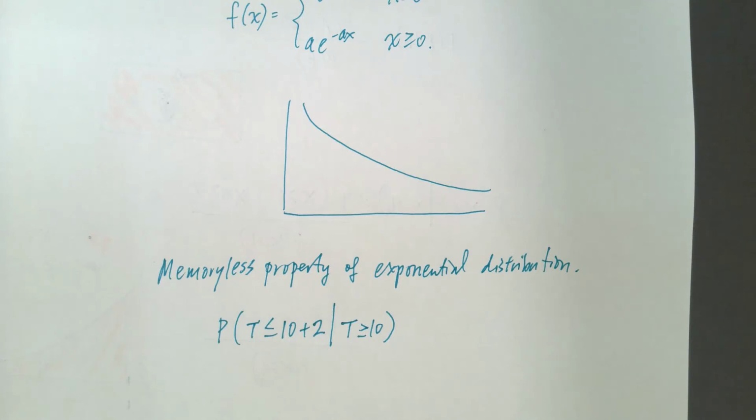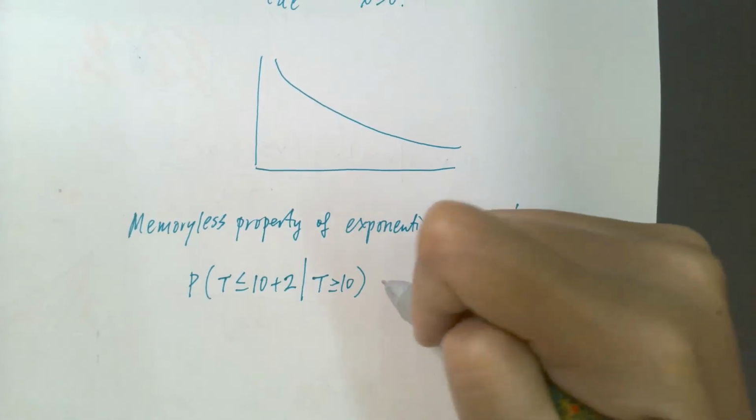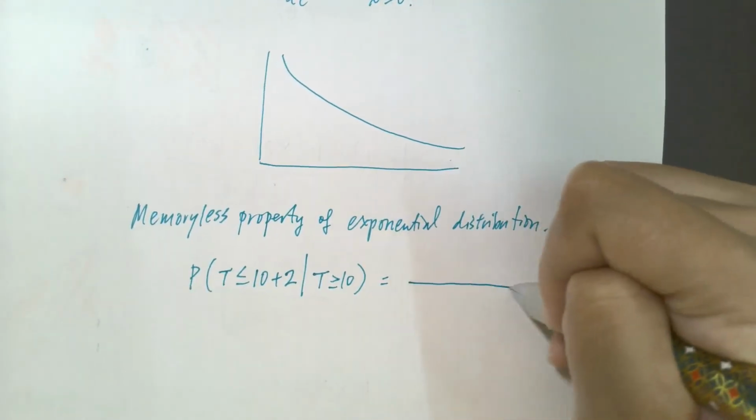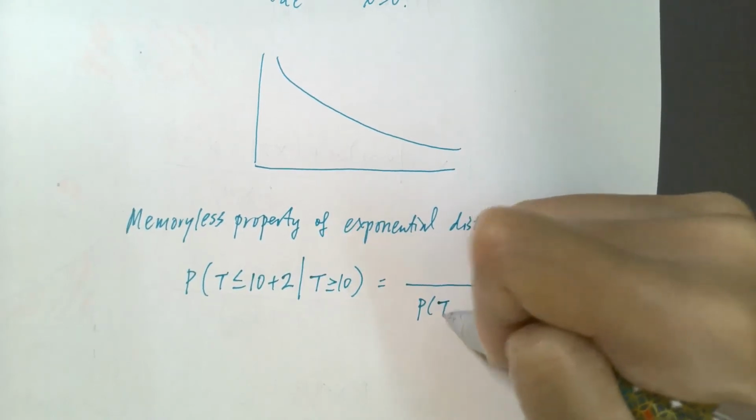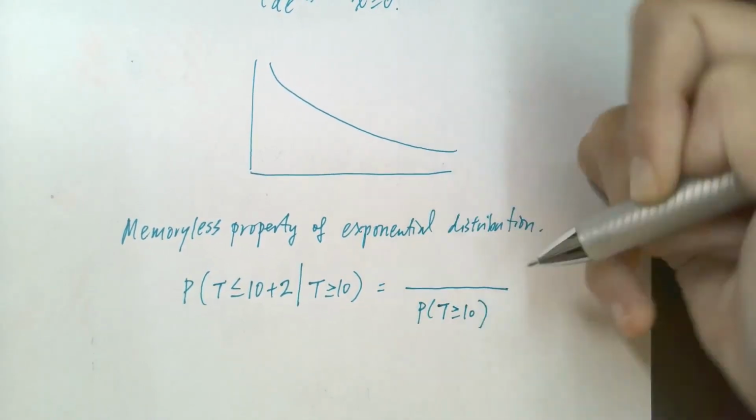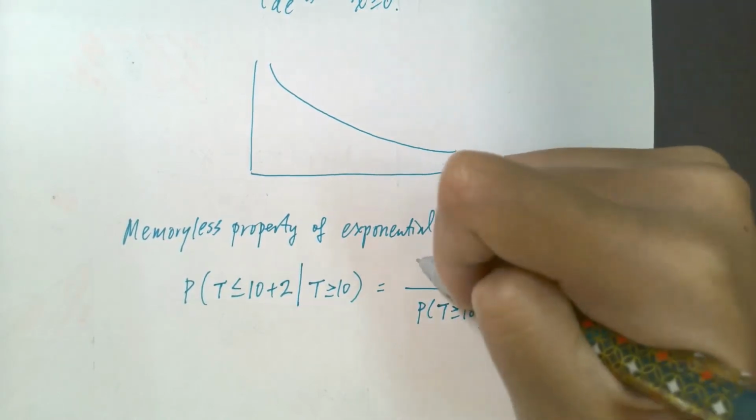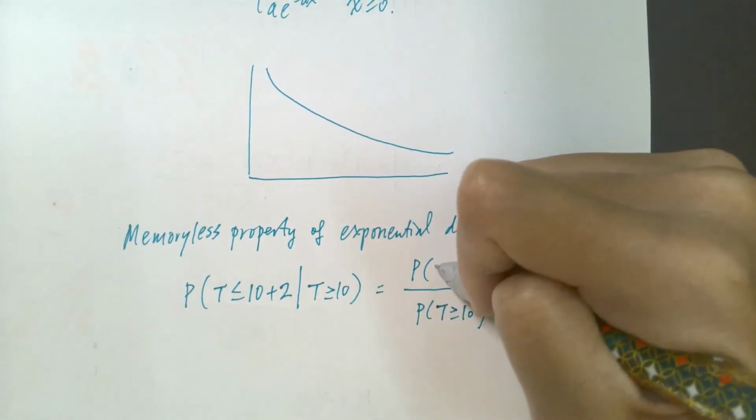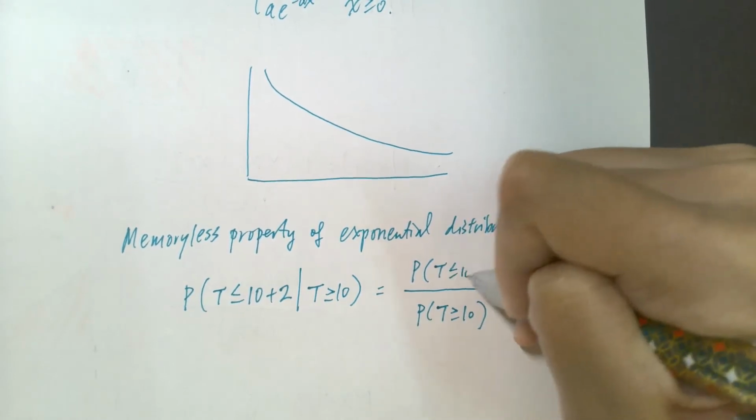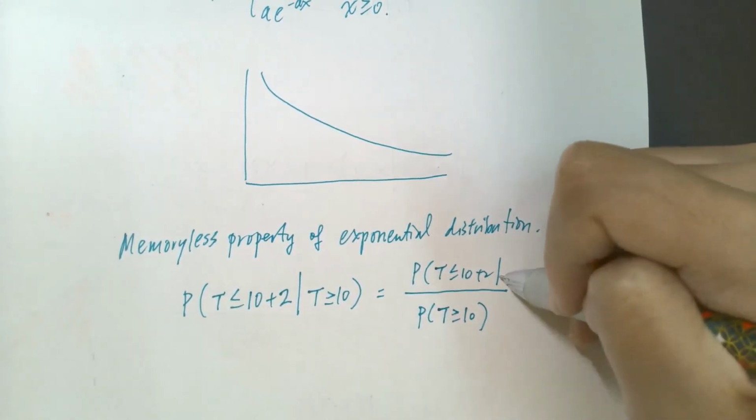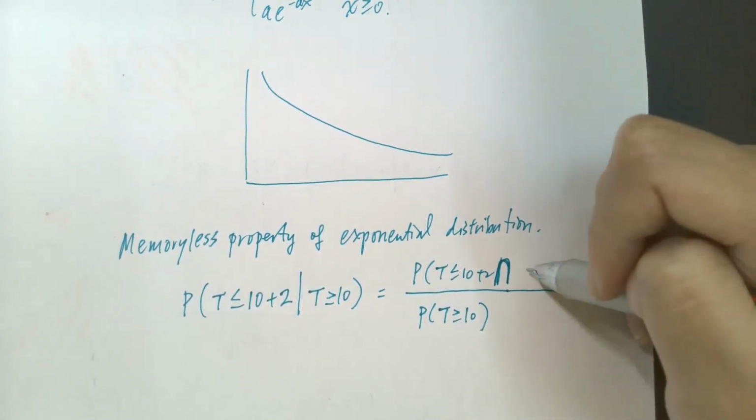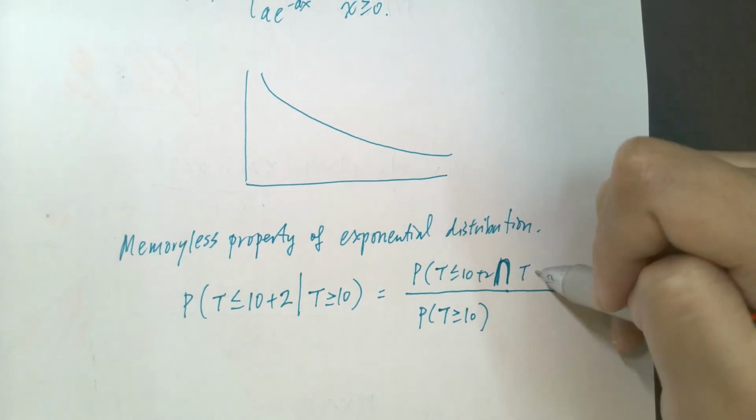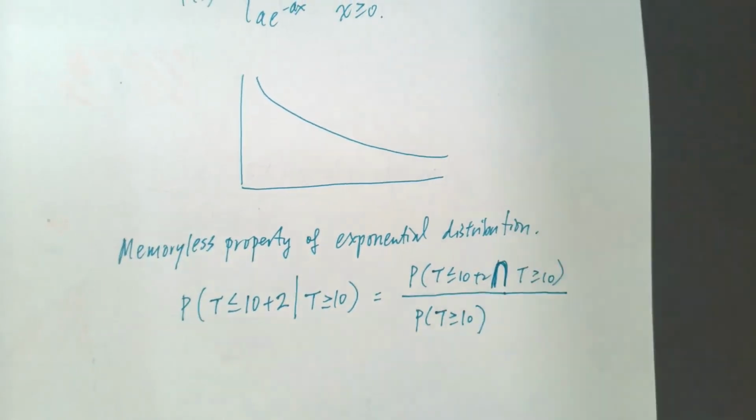And if we're going to do our typical conditional probability, you're going to follow it as usual, right? It's going to be given that the probability, this is t greater than 10, and this is the probability that t is less than or equal to 10 plus 2, and okay, let's do a big and, and it's t greater than or equal to 10, right?